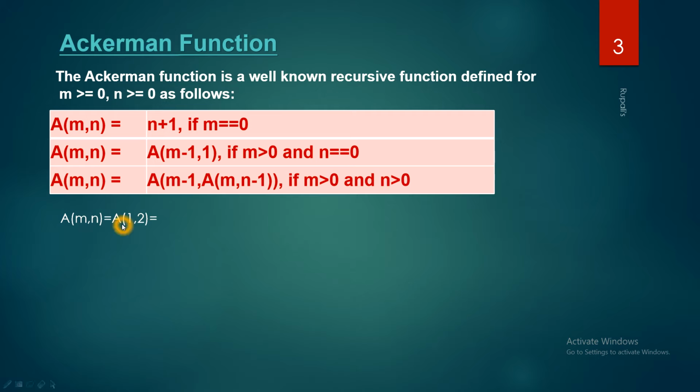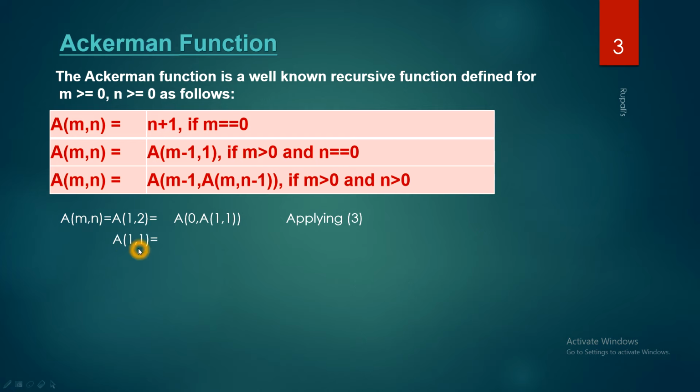Now see, A(1,2) means m greater than 0 and n greater than 0, so we can apply rule 3. Applying rule 3, we get A(m minus 1, A(m, n minus 1)). M is 1, so m minus 1 means 0. And for A(m, n minus 1), m is 1 and n minus 1 means 2 minus 1, so it is 1. Now you have to calculate A(1,1).